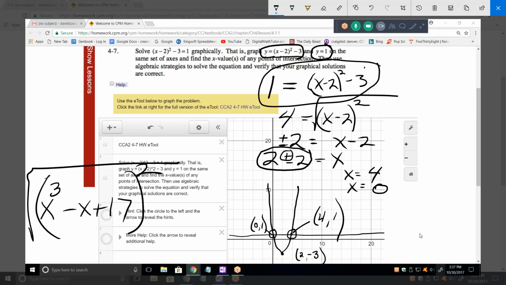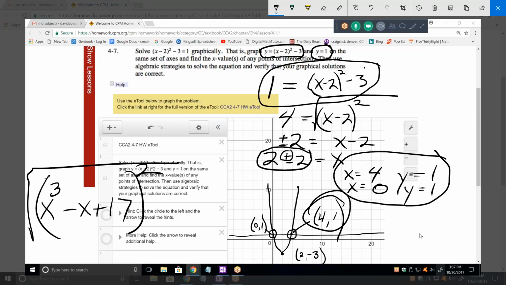Now, if x equal 4, we know y is equal to 1. Y is equal to 1 no matter what x is equal to. And when x equals 0, y is equal to 1. So algebraically, we just showed that the two solutions are 4, 1, that one, and 0, 1, that one. So our algebraic solution verified our graphical solution. And that's what they want you to do here.